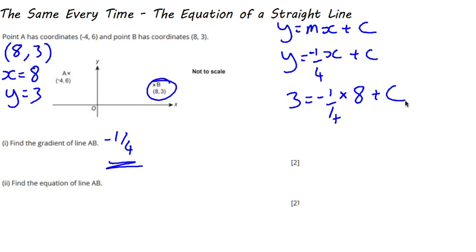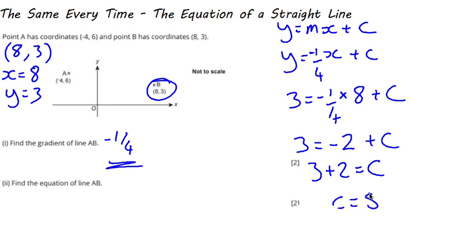Well, okay, things are looking a little bit nicer now, actually, with this 8, because that will give me 3 equals -1/4 times 8, which is actually going to be -2, so plus c. So we're back with whole numbers here, which is good news, easier to work with. And I just need to find the value of c, so my 2 can go to the other side of my equation. 3 plus 2 equals c, so that gives me my intercept, c equals 5.